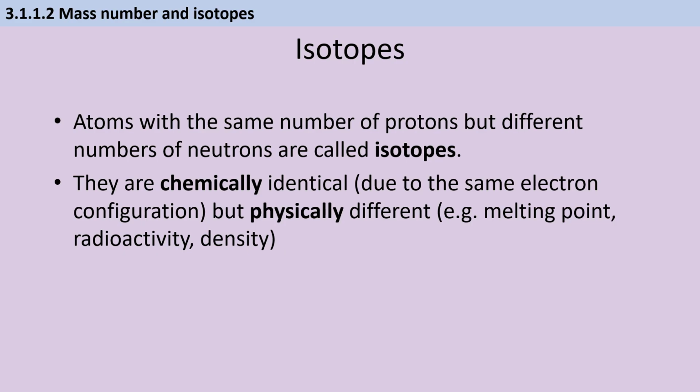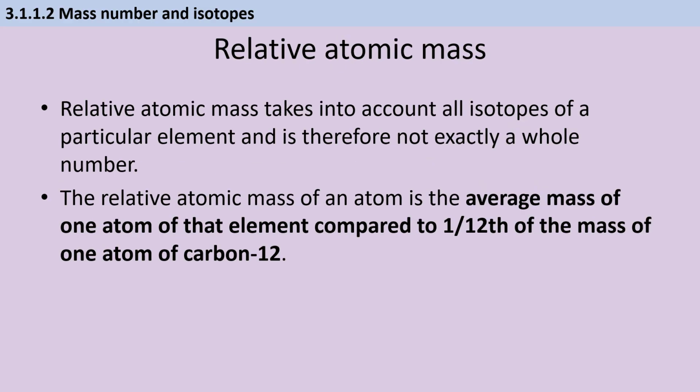Isotopes are different atoms of the same element, and therefore they have the same number of protons, but they have different numbers of neutrons. They're chemically identical, in other words, they undergo exactly the same chemical reactions because they have the same electron configuration, but they're physically different because they have different numbers of neutrons, so they may have different melting points, radioactivities, and densities.